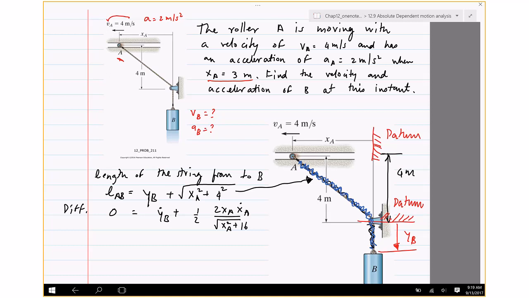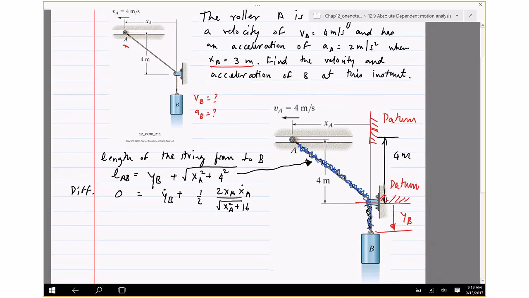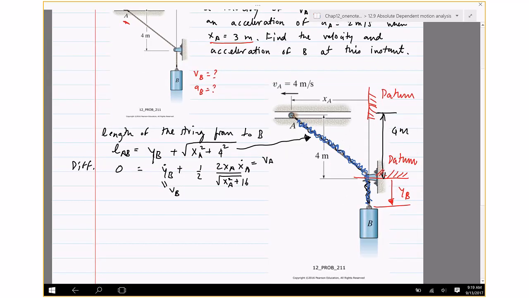Yeah. Eventually, yeah. So now I can put in the value of XA to find YB dot. I know what XA dot is. It's 3 meters per second. So this is VA. This is VB. So VB equals minus XA VA divided by square root of XA squared plus 16.